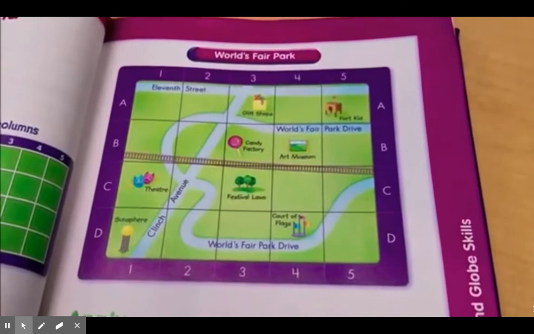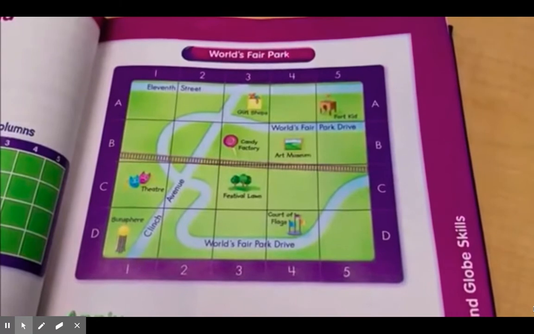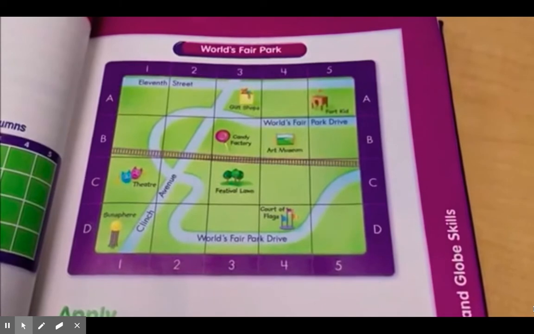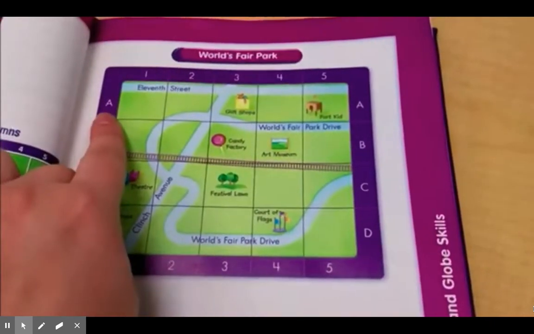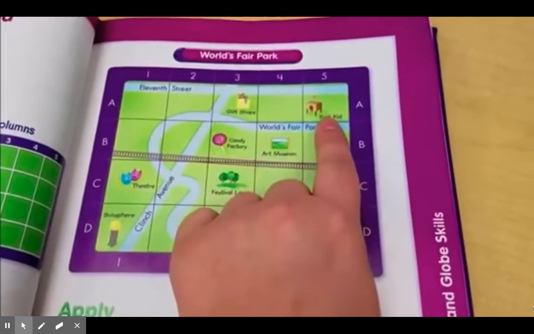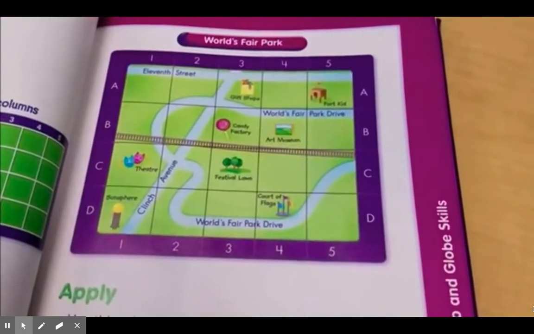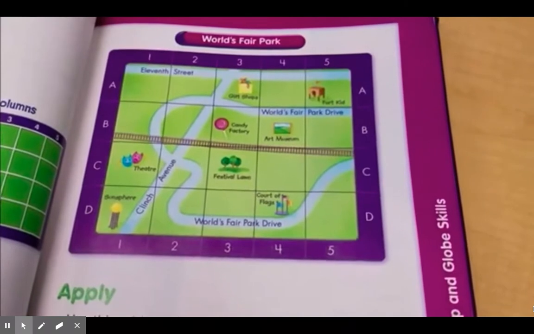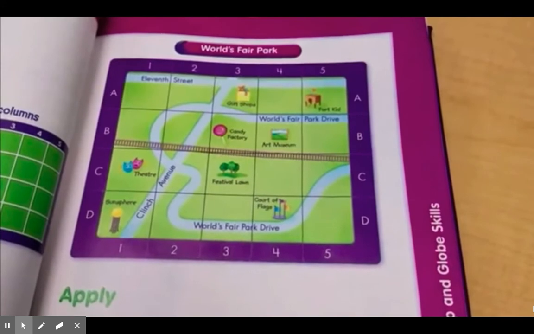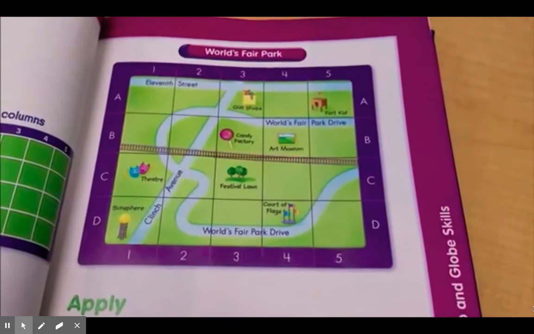Let's try something different. Can you find a square by its letter and number? Let's try it. Find square A5. What's there? Well, here's the A, and I'm going to go across until I get to the 5. There it is. A5 is Fort Kidd. Let's try another one. Can you find square B4? What's in square B4? The Art Museum. Good job. Now you know how to use a map grid.